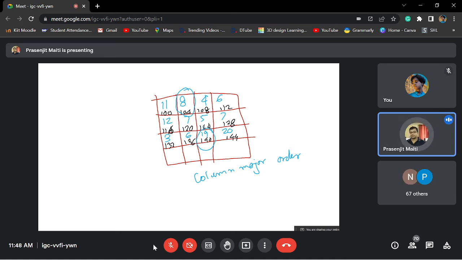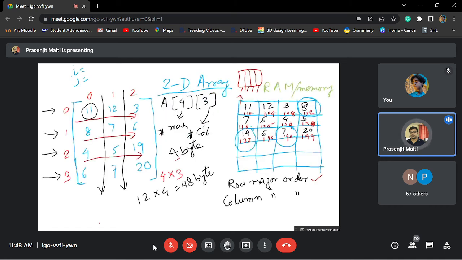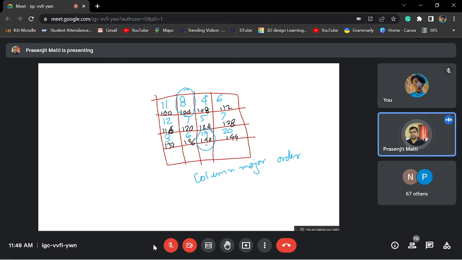So in the next class we will discuss how to find out the address of any particular location of any 2D array in row major order and column major order. Why do we need to find it in two different ways? Because here you can see if we store data in row major order, address is 132. If we store data in column major order, address is 140.